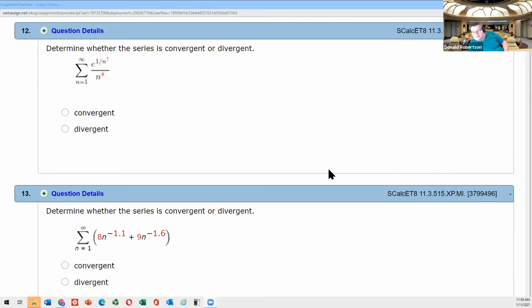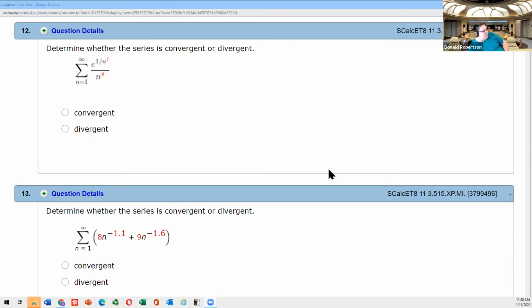Ooh, that's sneaky. Would it be a u substitution? It would be a sneaky u substitution, but yes, it's a u substitution. What is the sneaky u-sub going to be in question 12? 1 over n to the 7. What? Yeah. Or 1 over x to the 7 when you get to it, but I know exactly what you mean. Nailed it.